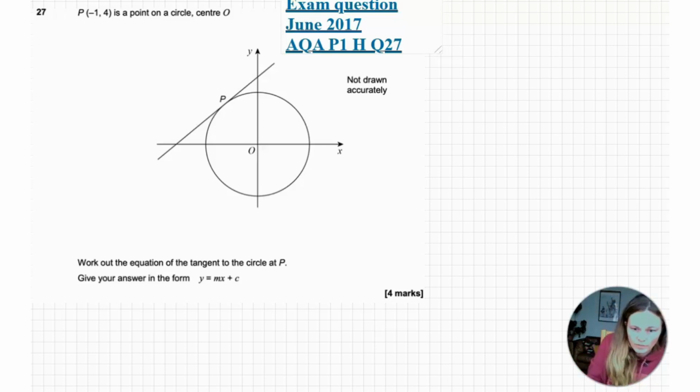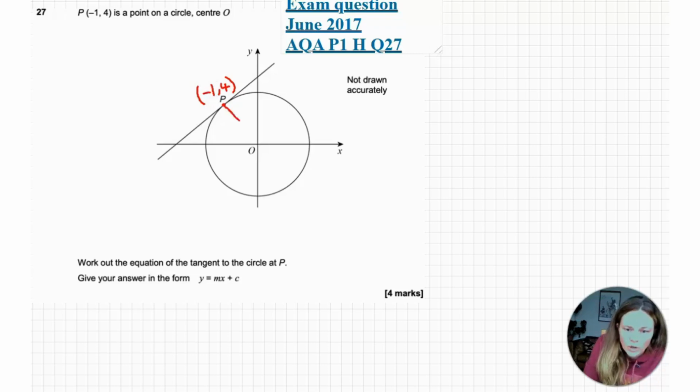So if I was in the exam, I'd start annotating what I know. So I know that this point here has this coordinate -1, 4, and I would just start drawing that onto the diagram. You are allowed to annotate. So obviously that's this point here. A tangent always touches a circle at right angles to the radius.